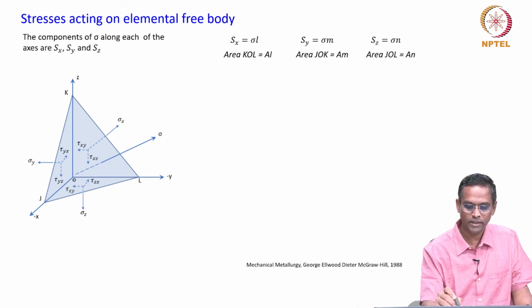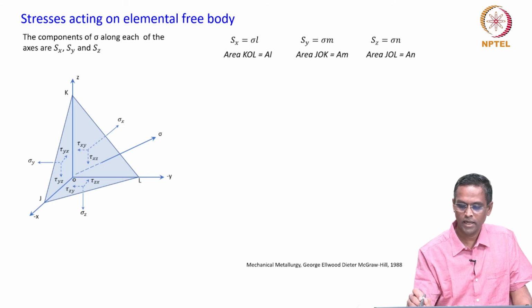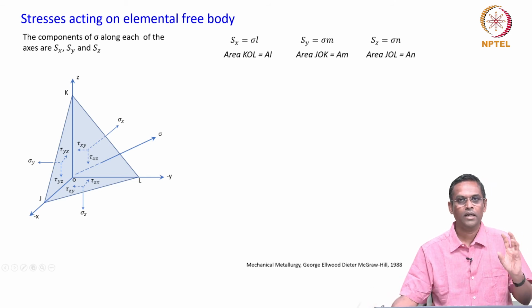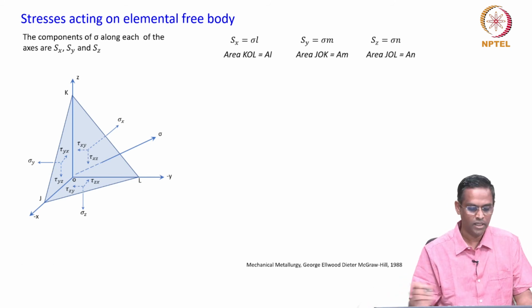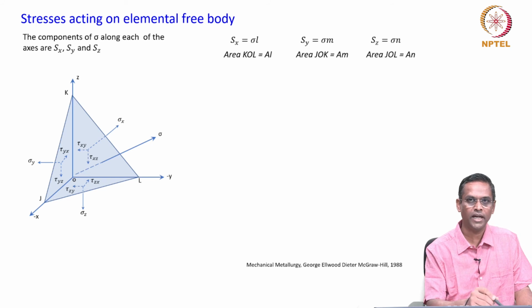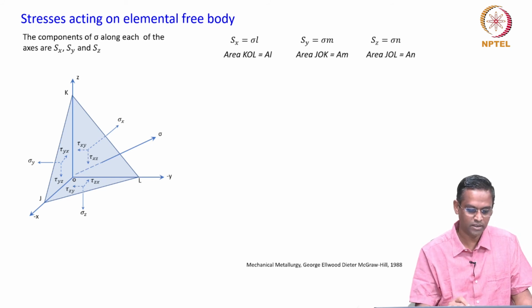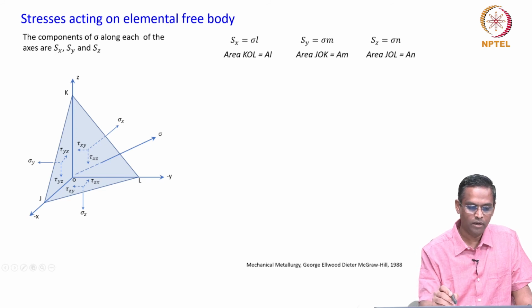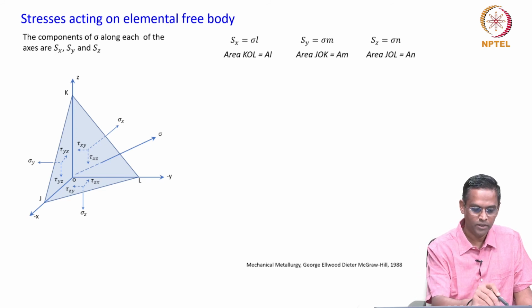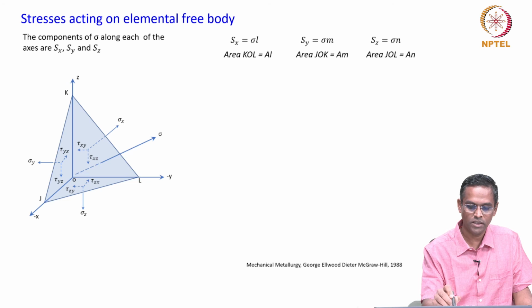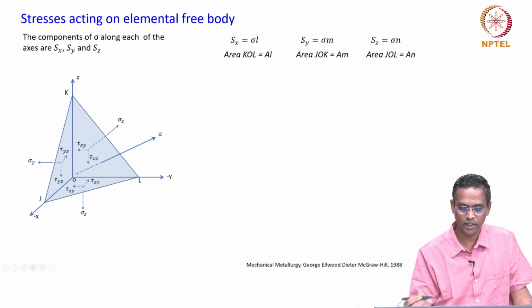So, Sx is sigma L, Sy is equal to sigma m, and Sz is equal to sigma n. L, m, n are the direction cosines of sigma, which it makes with the x, y, z coordinates. That is one thing you have to remember. So, the components of the normal stress are obtained by multiplying with the direction cosine.